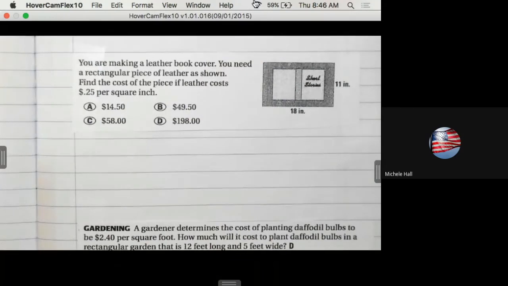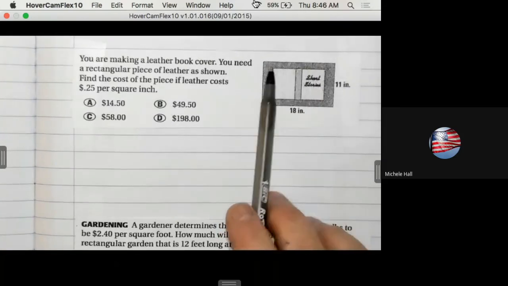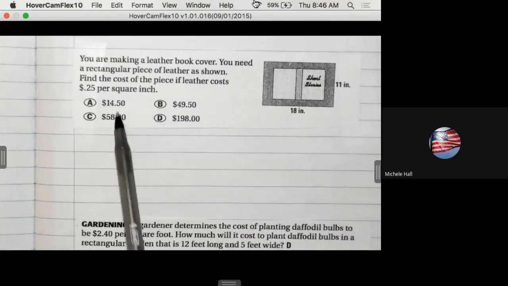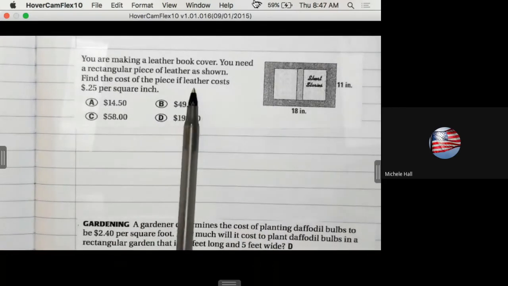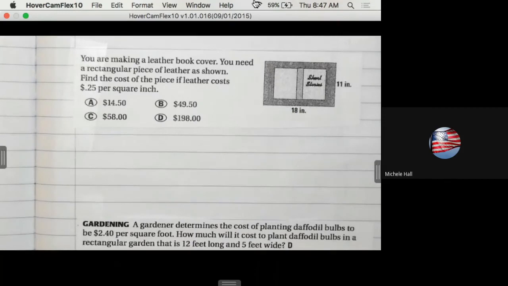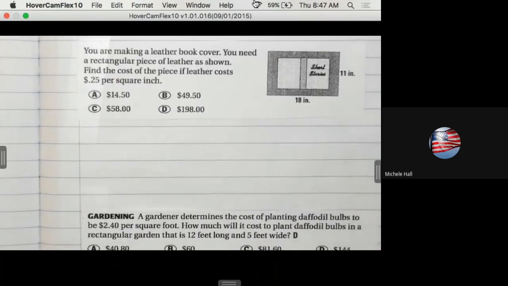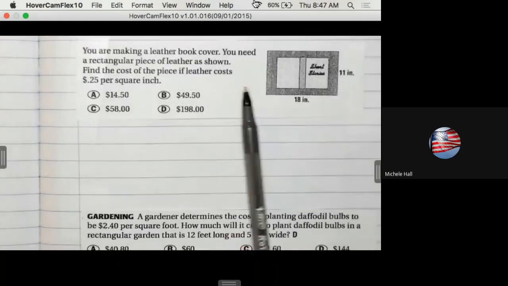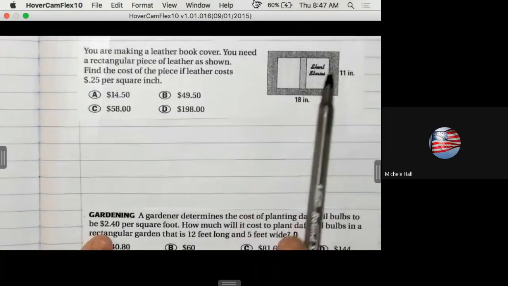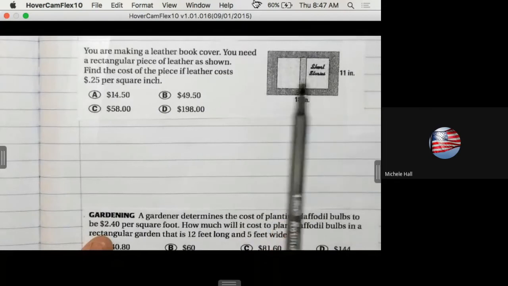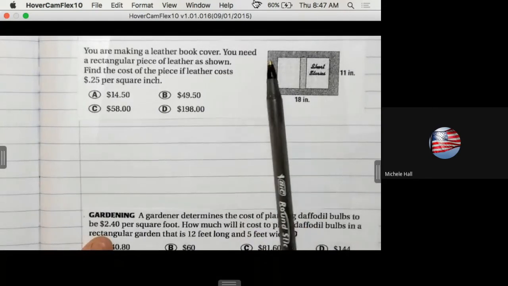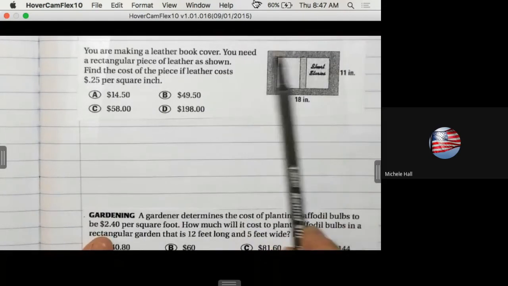You are making a leather book cover. You need a rectangular piece of leather as shown. So here's the book on the inside. Here's the leather that it's sitting on. Find the cost of the piece of leather if it costs 25 cents per square inch. What would be the first thing that I'd have to do on this problem? With the numbers they've given you on the diagram, what math formula can we come up with so that we can figure out how much leather we have?